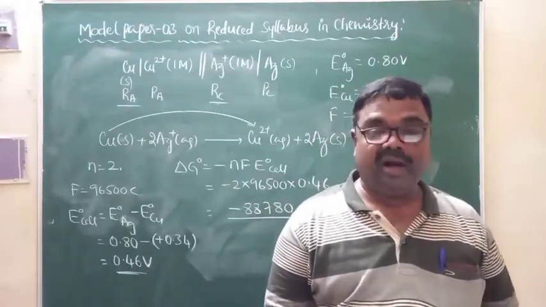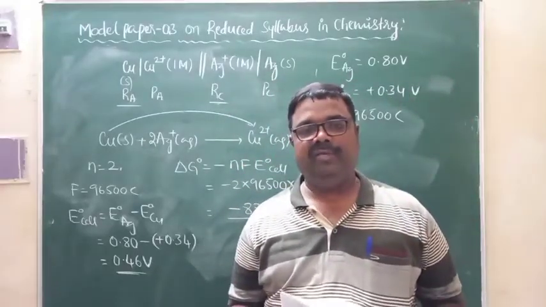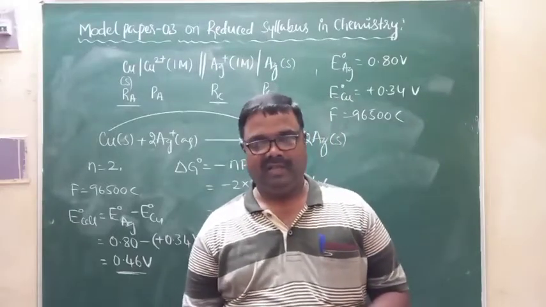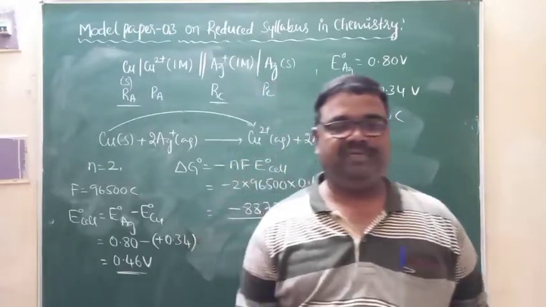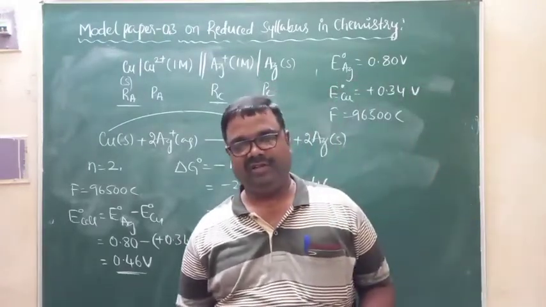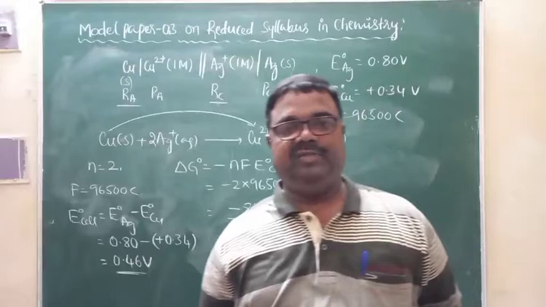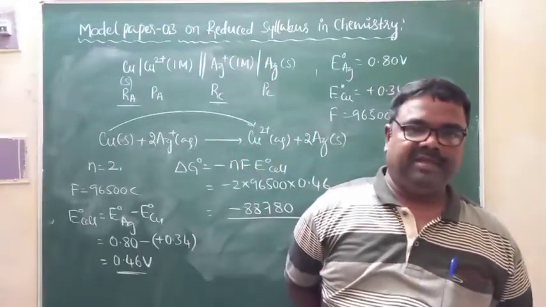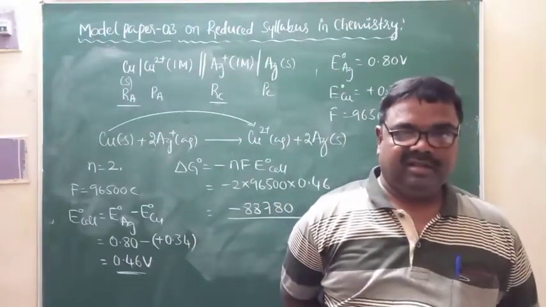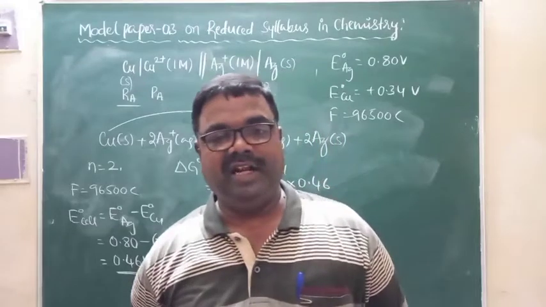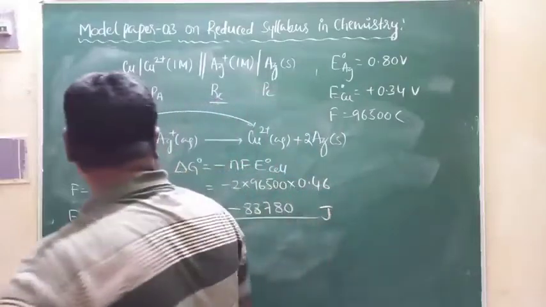State Kohlrausch law of independent migration of ions. According to Kohlrausch law, limiting molar conductivity of an electrolyte is represented as the individual contribution of cations and anions present in the electrolytic solution. Or I can say, limiting molar conductivity of an electrolyte is equal to the sum of the limiting ionic conductivities of cations and anions, each multiplied by the number of ions present in one formula unit of the electrolyte. That is what we call Kohlrausch law.